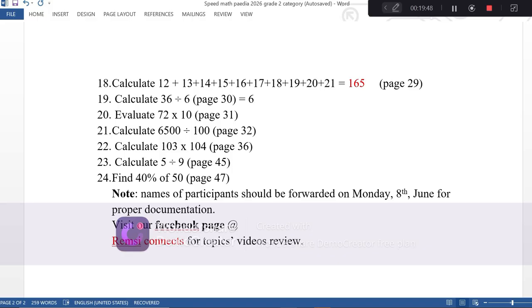Then evaluate 72 times 10, just for them to bring out their 72 and add 0 to the back because we only have one 0 attached to 10. Then the next one here, these are simple questions. Now calculate 6,500 divided by 100. They will just cancel the two 0s. 120 here, they will cancel 120 here, so they will be left with 65. So I think this answer here is 65.